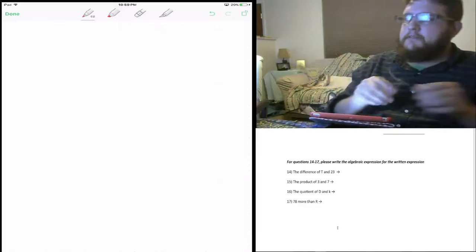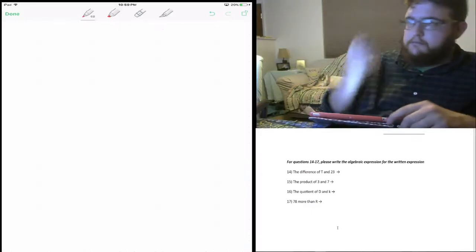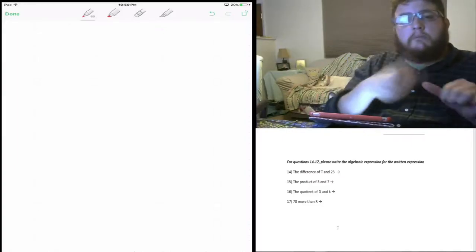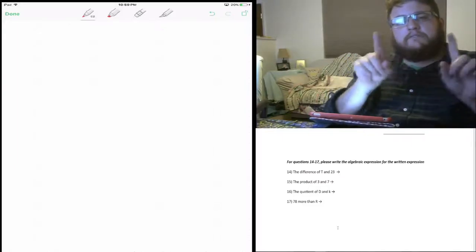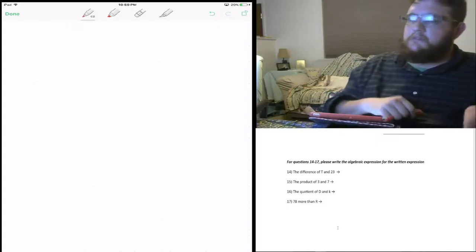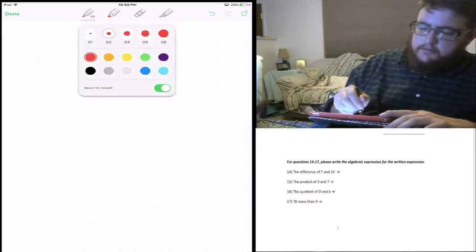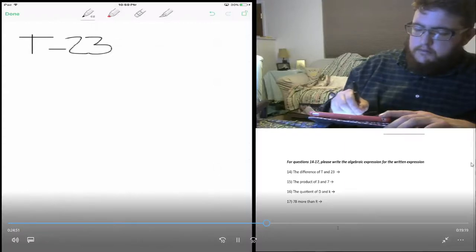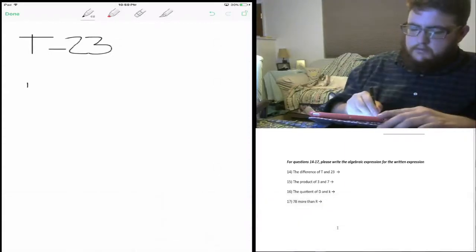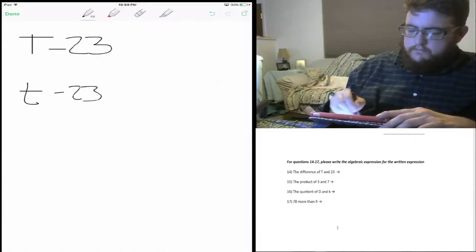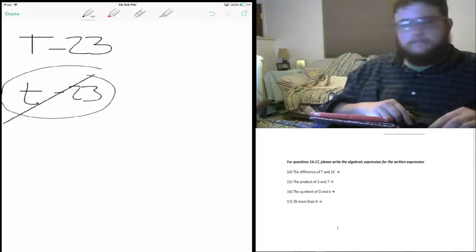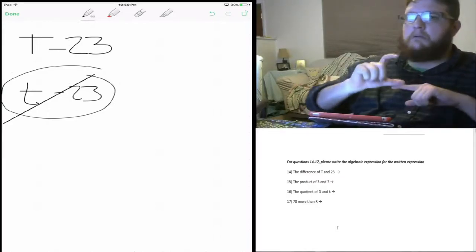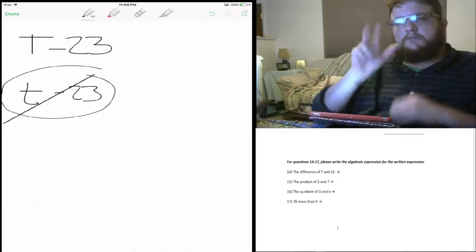14 through 17 is asking us to take the English sentences and rewrite them into math expressions. So the first one says the difference of t and 23. Well, recall that difference means subtraction, so we can write this as t minus 23. But notice that I use the capital T. Lowercase t is not acceptable. It specifically says that it is capital T and 23.